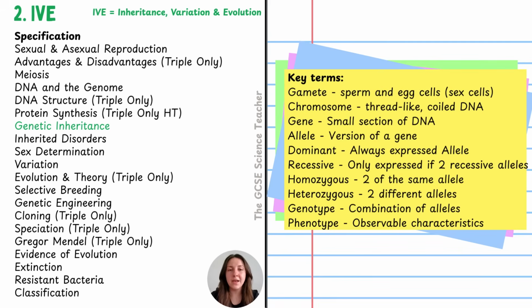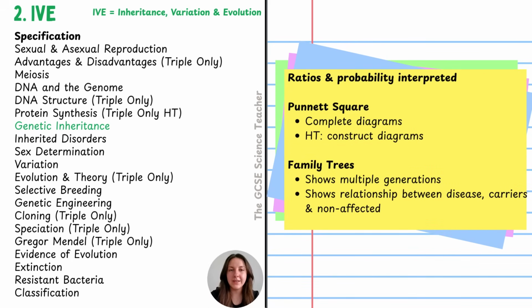Homozygous means 2 of the same allele. Heterozygous means 2 different alleles. Genotype is a combination of alleles, and a phenotype is an observable characteristic. Genetic diagrams are used to interpret and predict ratios or probability of diseases or traits that are passed on in family trees. First, you could use a Punnett square, so complete the diagram, or for higher tier students, you could be expected to construct them. Family trees show multiple generations and the relationship between disease carriers and non-affected individuals.